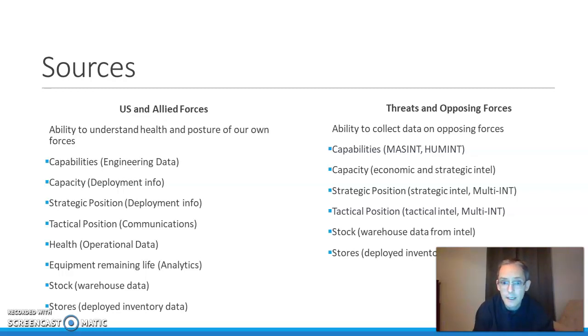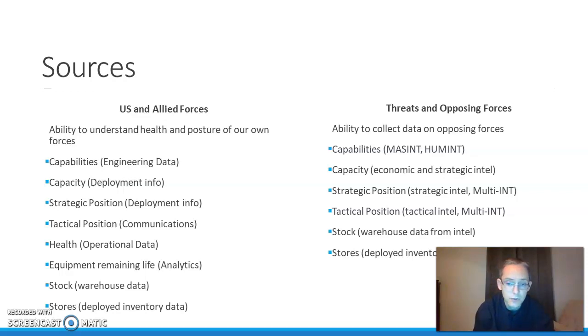Opposing forces, the sources we're going to gather from those are what we're going to talk about in the second week on collection. But what we're looking at here are different intelligence capabilities that can gather us a lot of data. So for capabilities, you want to use your measure in intelligence, human intelligence, those kinds of things to understand kind of what we're going up against. The capacity, a lot of times your economic and strategic intelligence will give you that information. And then when you get into strategic and tactical positions, you're getting into more technical sort of intelligence sources. Now, again, we'll talk about more next week.